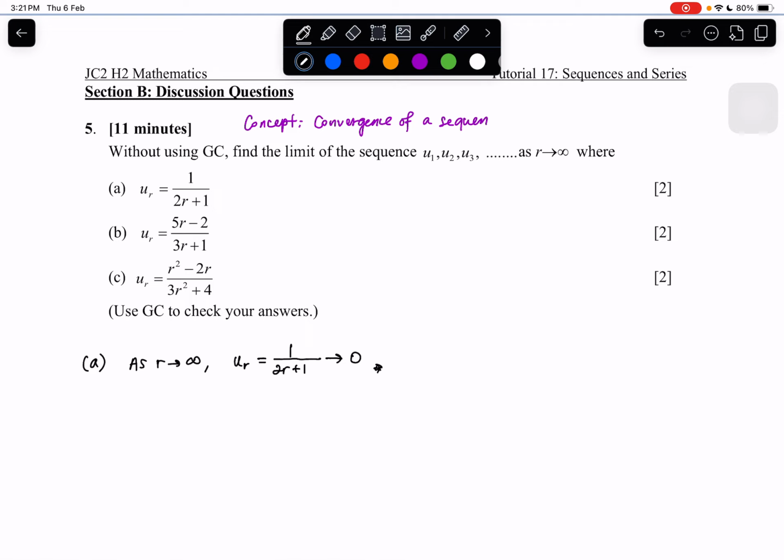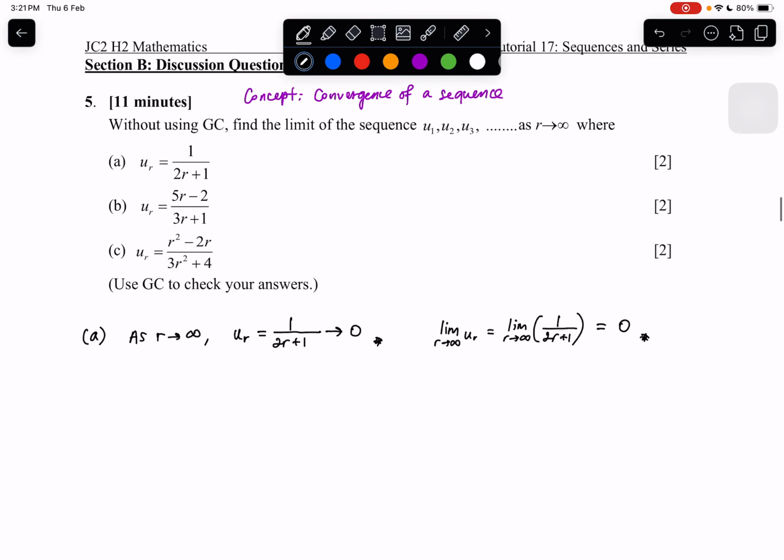Alternatively, the other notation we can write is the limit of u_r as r goes to infinity equals the limit as r goes to infinity of 1 over 2r plus 1. You analyze the same way, and then you go to 0. These are the two different kinds of notation that we use to talk about the convergence of a sequence. Generally both of them mean exactly the same thing; it's just that the notation is different.